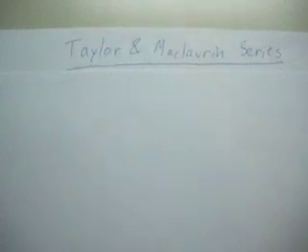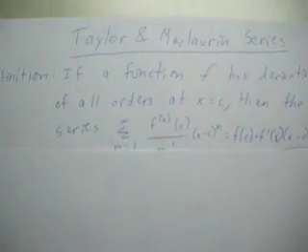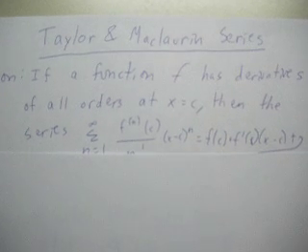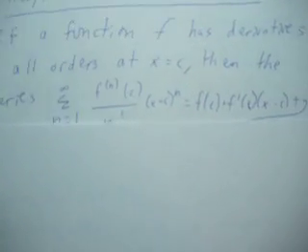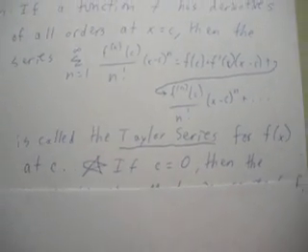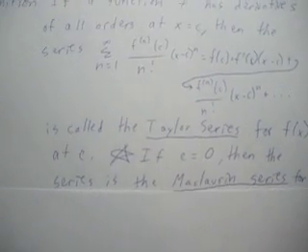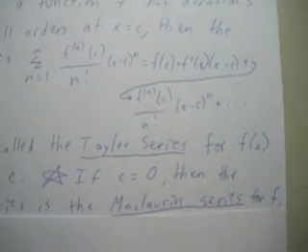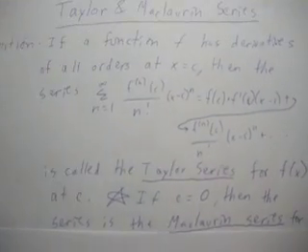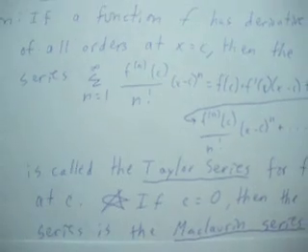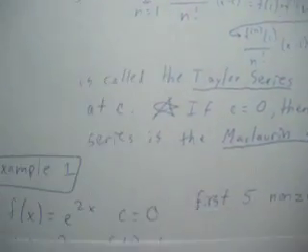Okay, in this video we're going to be covering the Taylor and Maclaurin series. This is how it's defined. If a function f has derivatives of all orders at x equals c, then this series, right here, is called the Taylor series for f of x at c. This is important. If c equals 0, then the series is a Maclaurin series for f. So that's what you have to remember. It's all about c here to distinguish the difference between the Taylor and Maclaurin series.